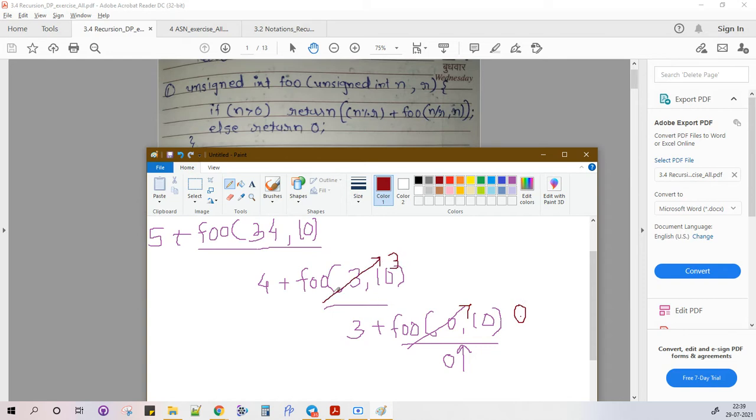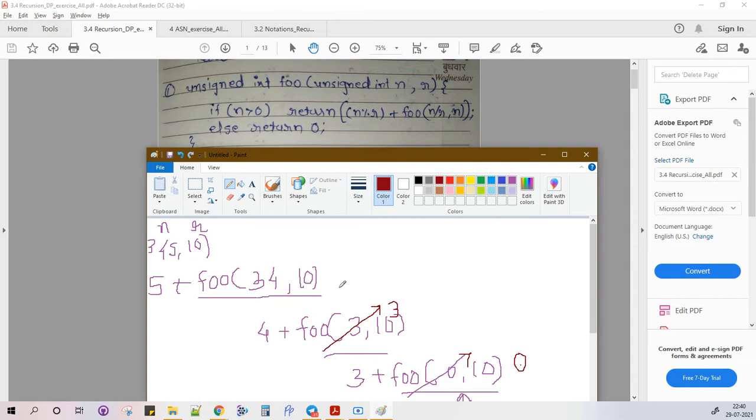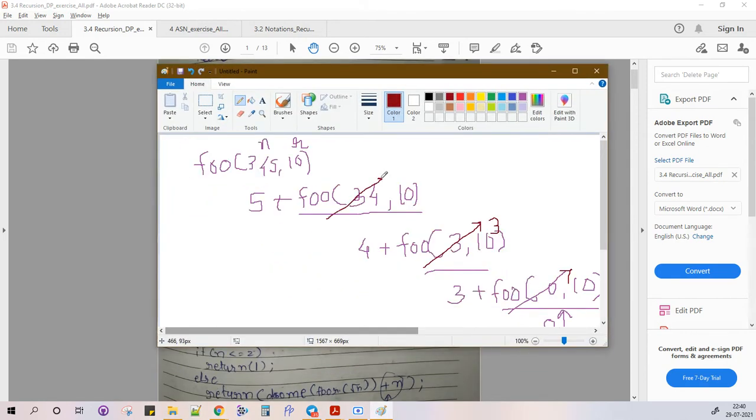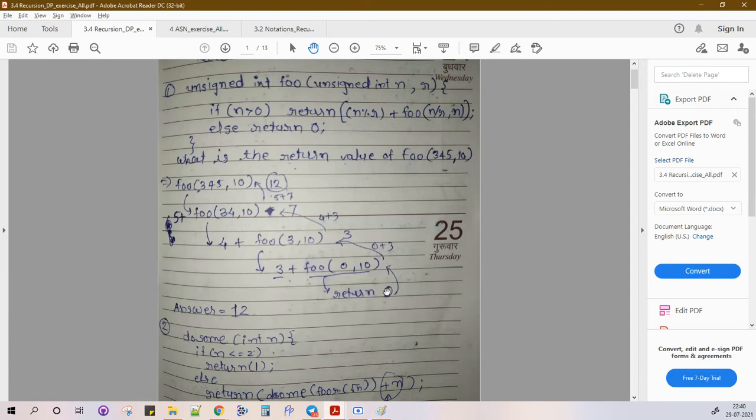I know the answer is 3. 3 plus 4, again this function is also solved now. So the answer is nothing but 7. 7 plus 5, this function is solved now. So I will return 12, and this was the main function call. The answer is 12, right?